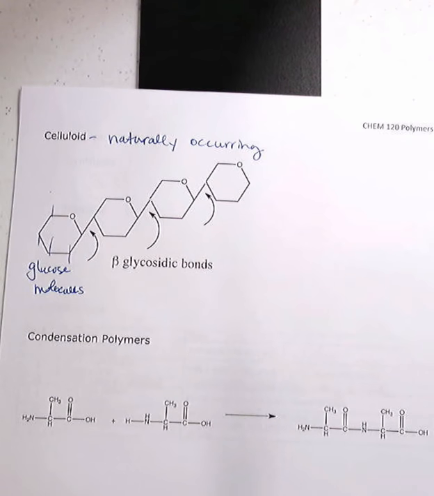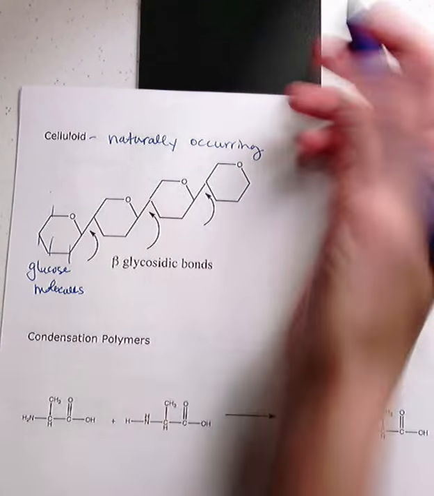Then that was further worked on, and a tough transparent film was developed. Hyatt was the one who worked on this. He added camphor to the nitrocellulose, gave it a long-lasting moldable compound, and named it celluloid. So the thing with celluloid is that it's extremely flammable.